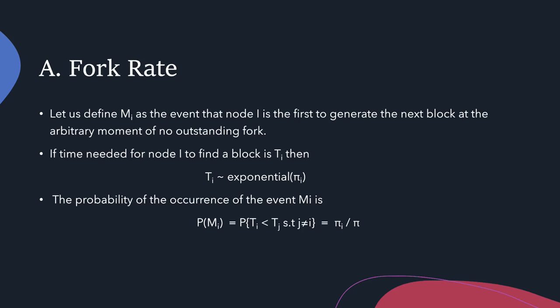So let us define Mi as the event that node i is the first to generate the next block at an arbitrary moment of no standing fork. So at this moment there is no fork. Let the time needed for node i to find a block be Ti. Then Ti can be written as exponential of pi_i, where pi_i is the block rate for node i. The probability of the occurrence of event Mi is pi_i by pi, where pi is the block rate of the whole network. So here we write P of Mi is equal to P of Ti less than Tj, such that j is not equal to i, which means that Ti should be less than all other Tj, which means that node i is the first to find the block, which is the same as event Mi. So it can be equated to pi_i by pi.